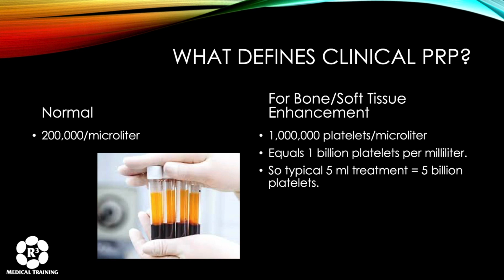When you're talking about clinical PRP, normal blood has 200,000 platelets per microliter on average. Studies looking at what it takes for bone and soft tissue healing enhancement show increasing that to 1 million platelets per microliter. When you do the math, that's 1 billion platelets per milliliter, so in a typical 5 milliliter treatment, that would be 5 billion platelets.